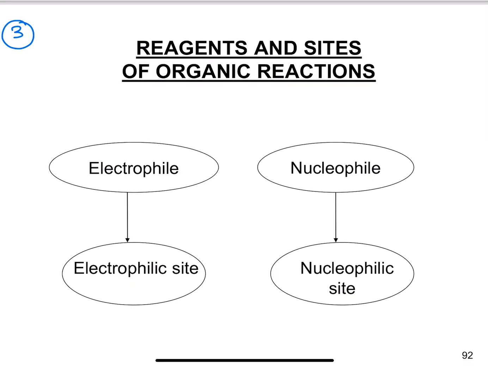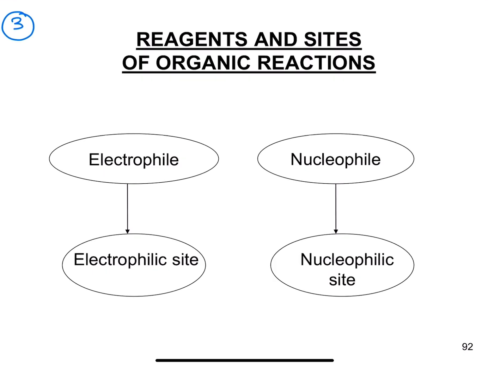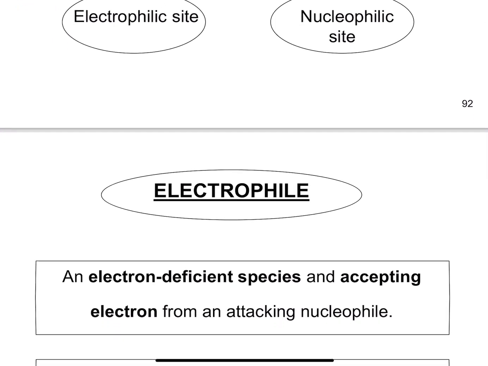Okay, so this is part 3. For part 3, we have some new terms which refer to the reagents. So what are these terms? Electrophile and nucleophile. Okay, so let's look at it one by one.